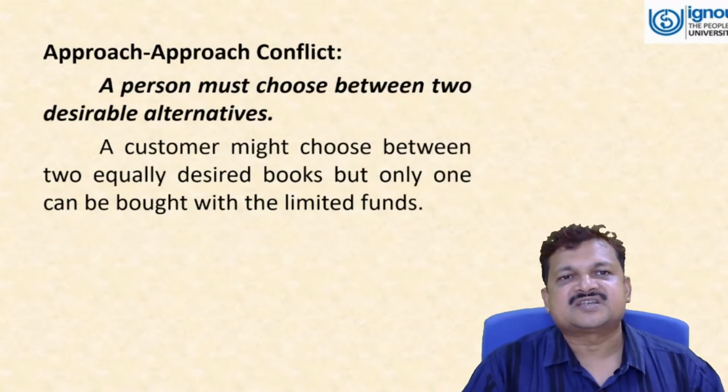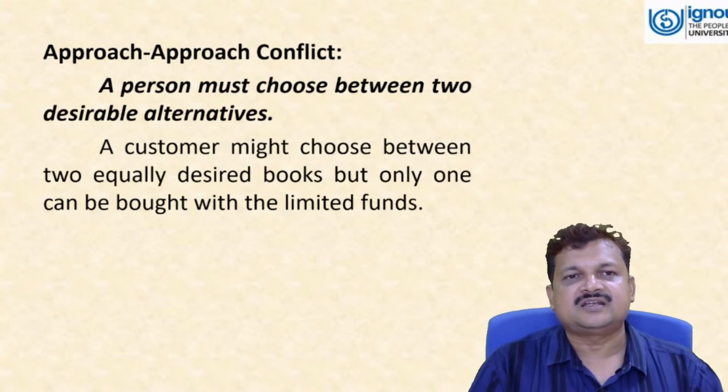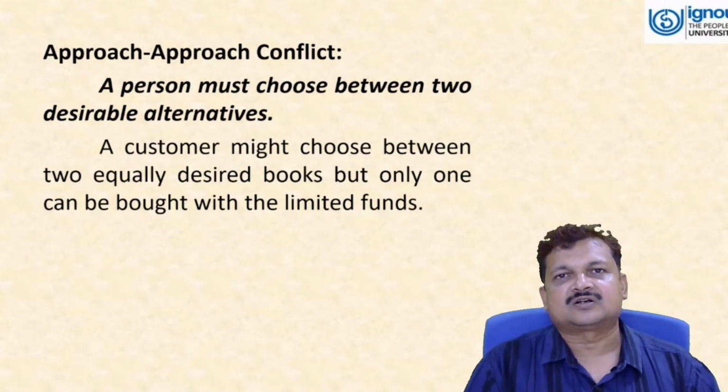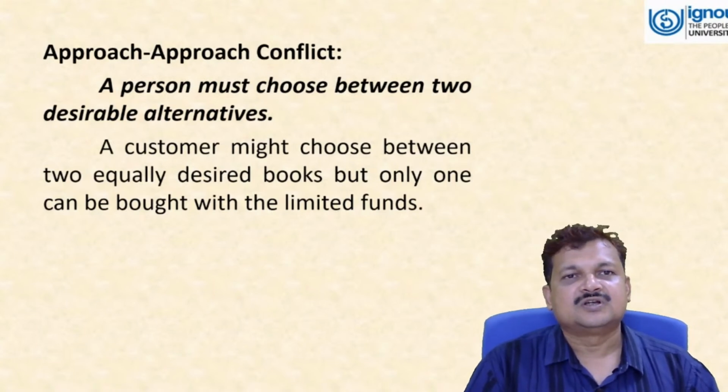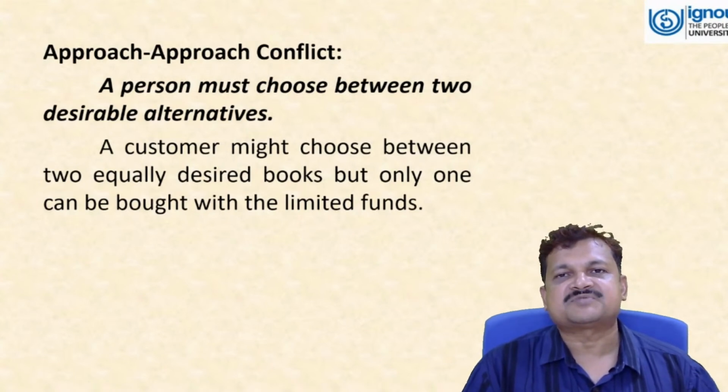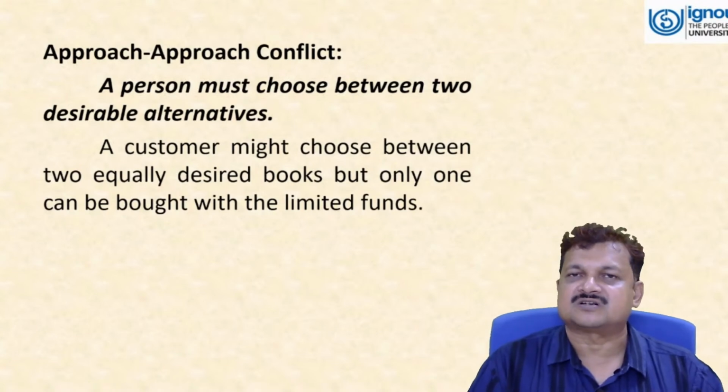Approach conflict is when a person must choose between two desirable alternatives. Very often this kind of thing is happening when we are selecting different brands of cell phones, we are always in trouble at the last. Why? Because in the last 2-3 models we are unable to take the decision. So we have only these 2 to 3 alternatives. Out of that we are going to select which is the best alternative.